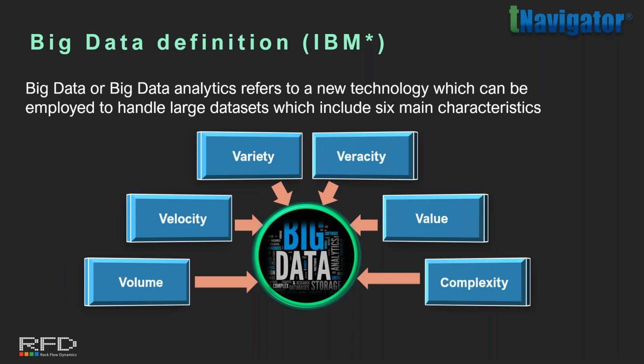And the last thing, of course, is complexity. The more data you have, the more complex it is. The more modern the data, the more complex it is. So all of these categories define big data.